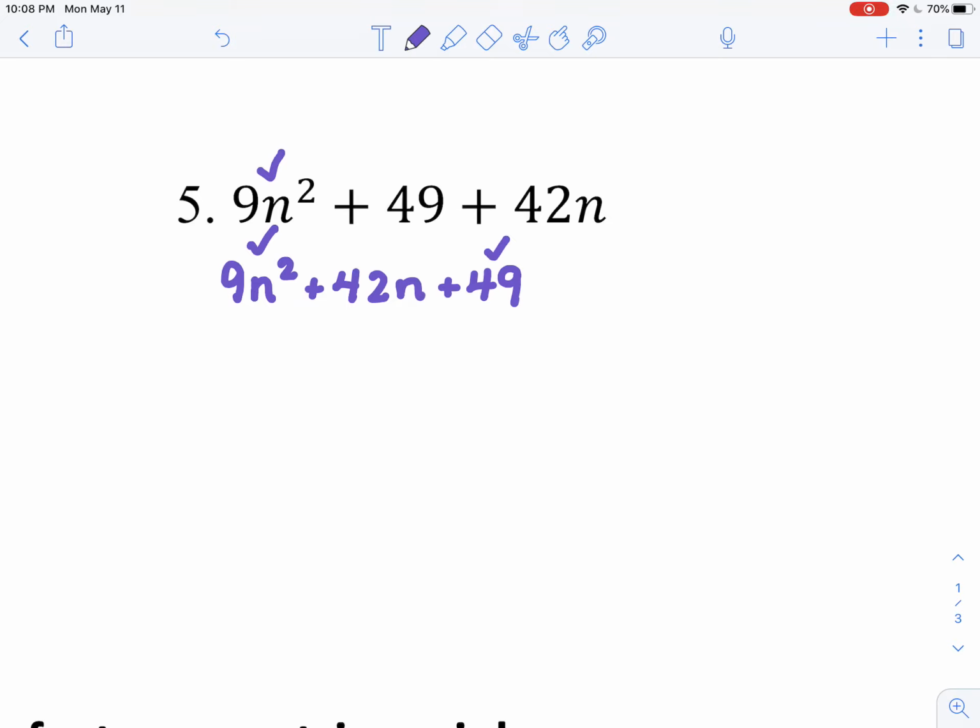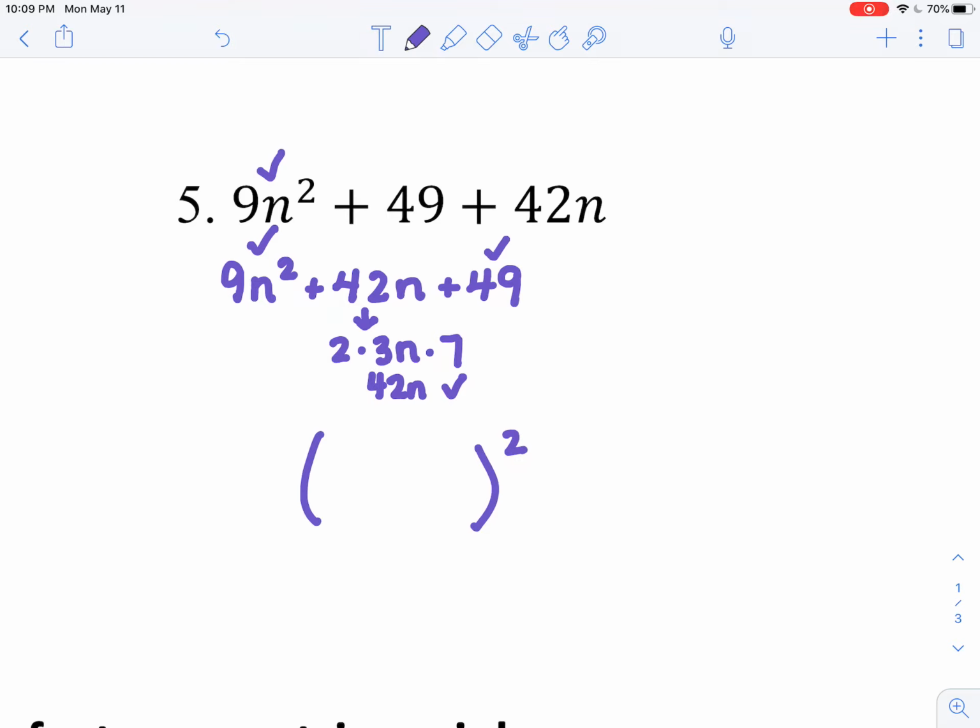So now our first term is a perfect square. Our last term, 49, is also a perfect square. Check to see that the middle term is 2 times the square root of the first. So the square root of 9n squared is 3n times the square root of the last. Square root of 49 is 7. 2 times 3n times 7 is 42n. So we have a perfect square trinomial.